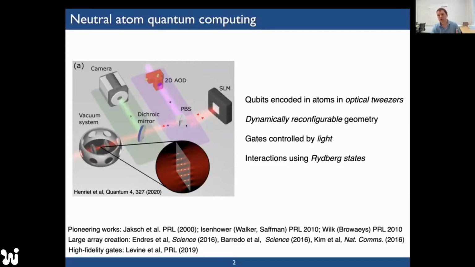Finally, neutral atoms don't actually interact strongly with each other. There's no charge. To make them interact, in order to generate entanglement and do two-qubit gates, we excite them to very highly excited atomic states called Rydberg states. So those are the basic elements, and in the next few slides, I'll walk you through some of these components in a little more detail.